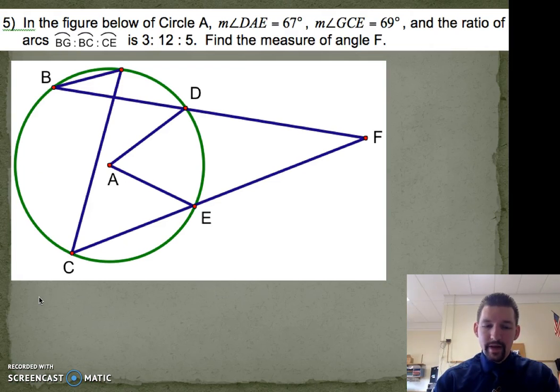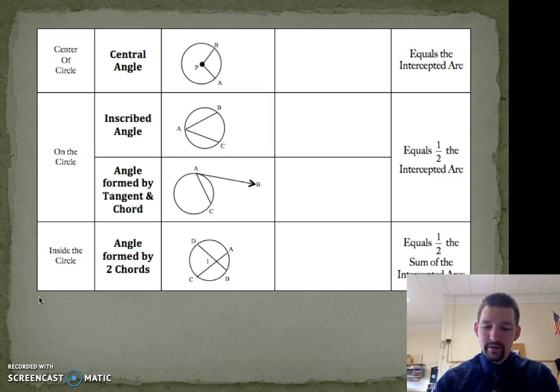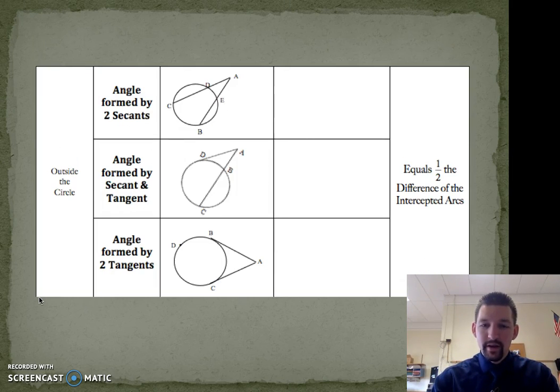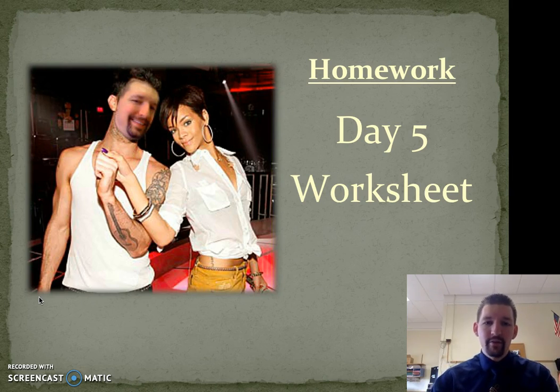Now, the next couple pages are a reference sheet for the different types of angles that there are in a circle. So take a second and try and fill that out. Once you've done that, there are some more problems you can work on in your notes. And your homework for tonight is going to be the Day 5 worksheet.